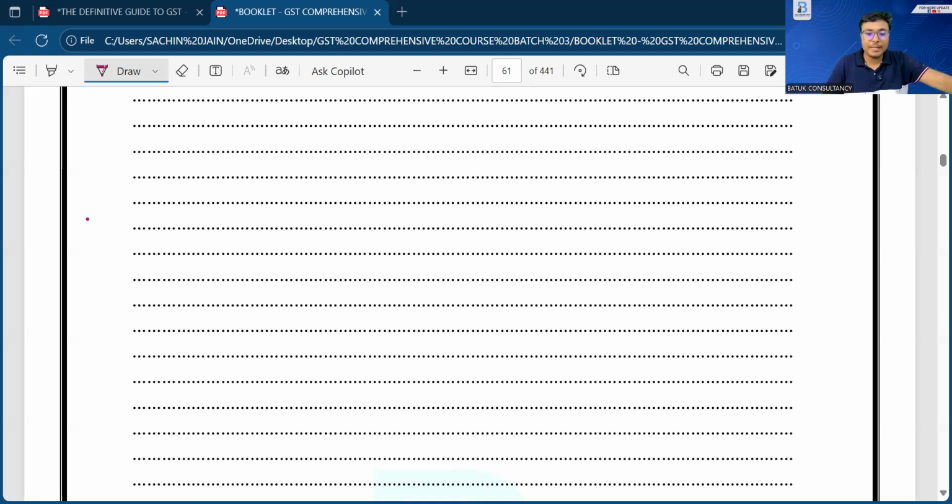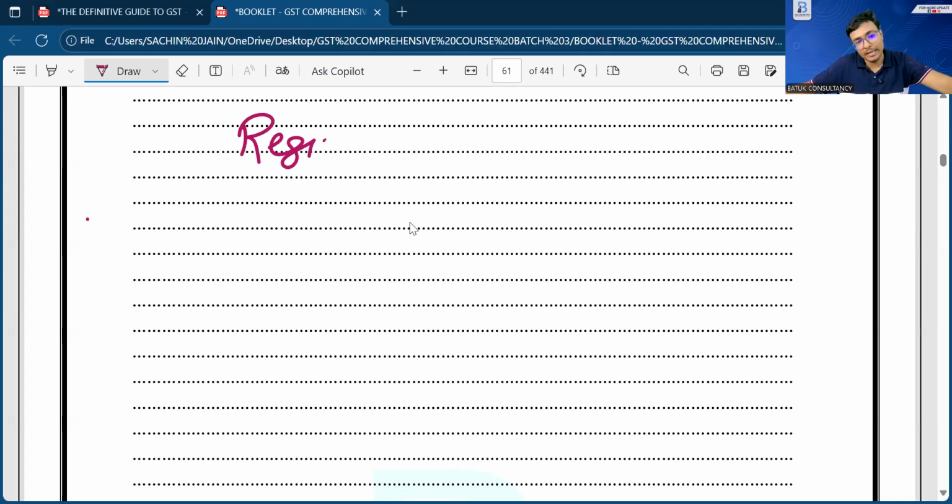Now, sir, today a very important concept we are supposed to start, that is also very relevant from a GST perspective, that is registrations. So let's start our discussion on the concept of registrations under GST.